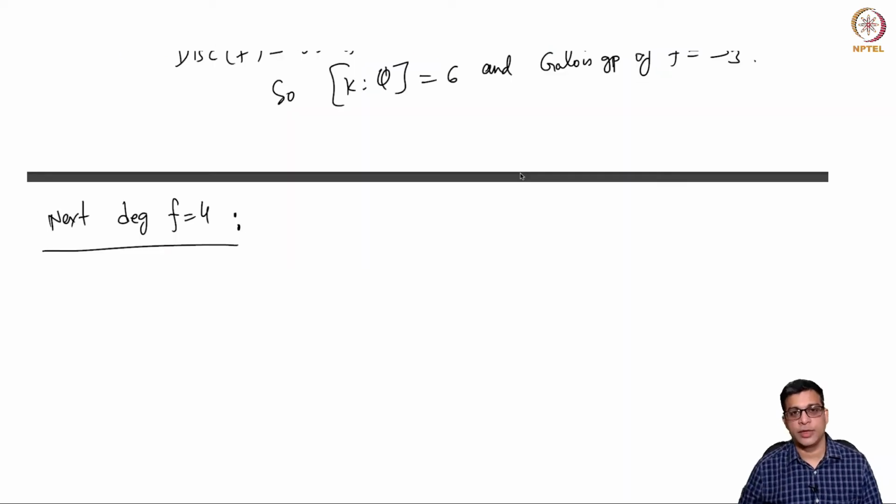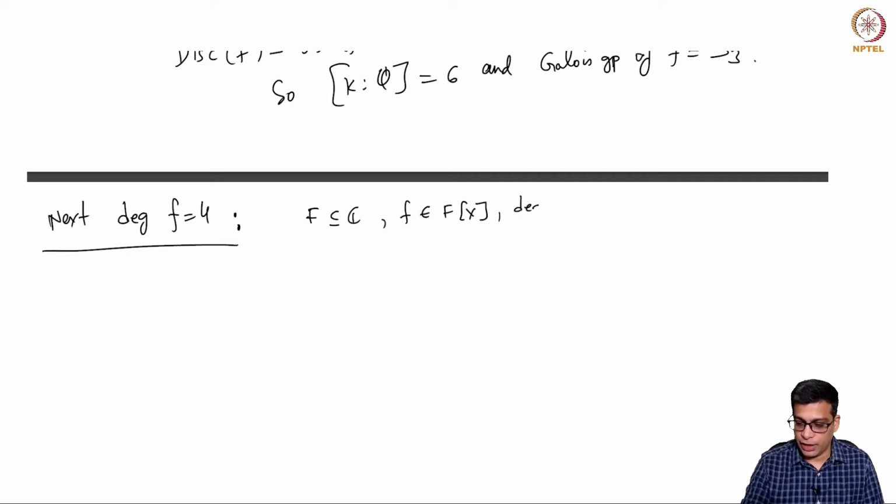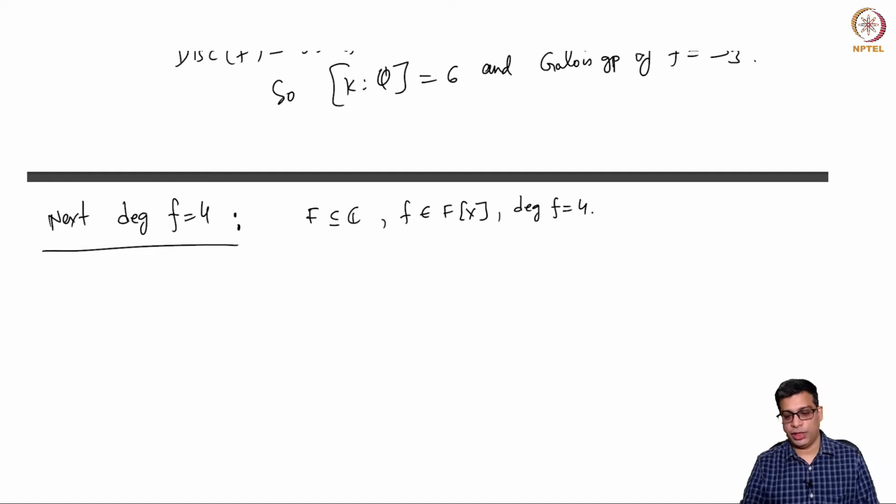Welcome back. We are in the process of proving this theorem which says that if you have a subfield of complex numbers and a polynomial over that field of degree 1, 2, 3 or 4, that polynomial is solvable. In the last class we took care of the cases of degrees 1, 2, 3. Now let us take care of degree 4.